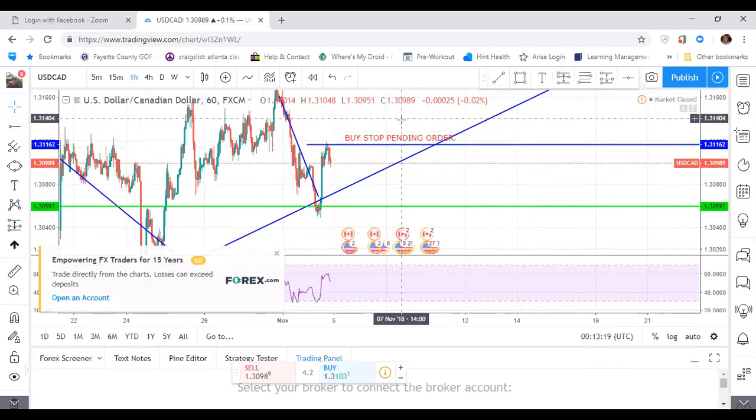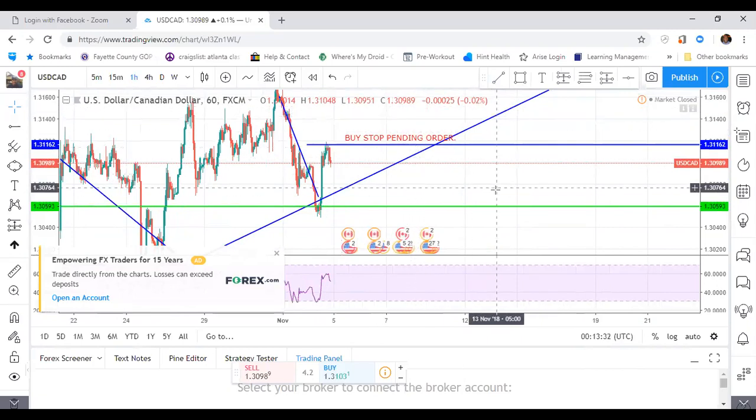You could do a 20 pip take profit. You could do a 50 pip take profit. You can choose how much you like to do, or you could just ride it up as much as you can before it starts to turn on you. So you have options. Okay, you don't always have to go 50 pips.